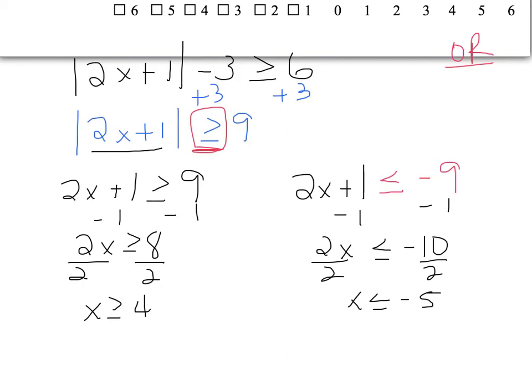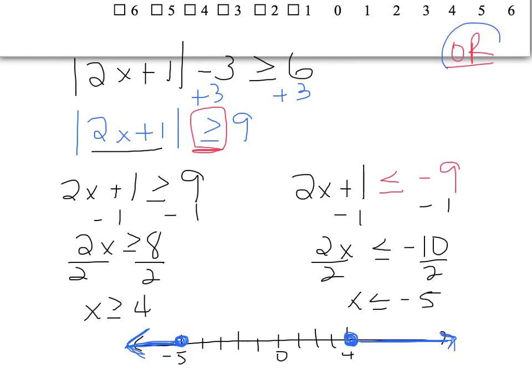Then the last step would be to graph both of these on the same line. I'm going to draw my line here. So I have 0, 1, 2, 3, 4, and 1, 2, 3, 4, 5, negative 5. So x is less than or equal to negative 5, so all the numbers smaller than negative 5 are this way. And x is greater than or equal to 4 would be going this way. So I can look back and check the "or." It could be greater than or equal to 4 or less than or equal to negative 5.